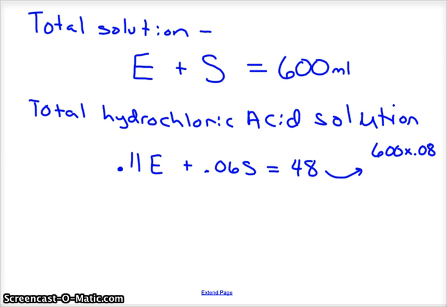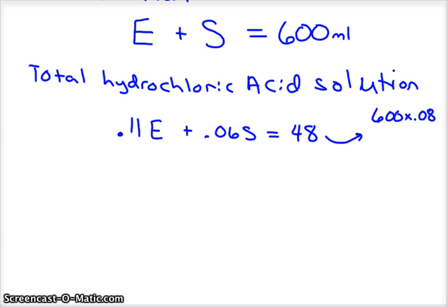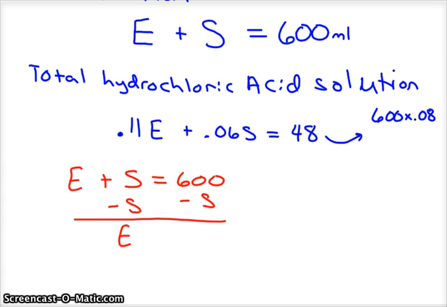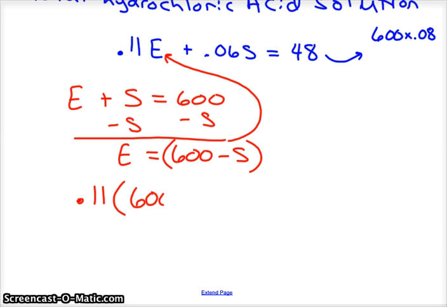All right. So now that I have these two equations, I'm going to use a method that's called the substitution method. And I'm going to solve the top equation for E. So we know E plus S equals 600. If you solved for E, you'd subtract the S over. And so I know that E is equal to 600 minus S. It's kind of the simplest equation to solve for, so why not? Now, you're going to take that 600 minus S, since you know it's the same as E, and plug it in for E in the other equation. So now my equation becomes 0.11 times (600 minus S) plus 0.06 S has to be 48 milliliters.